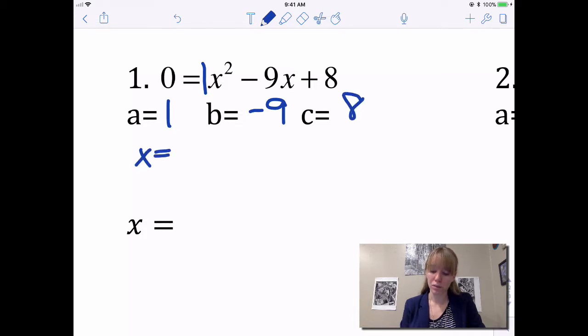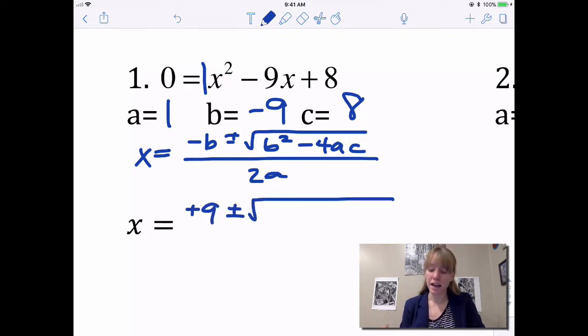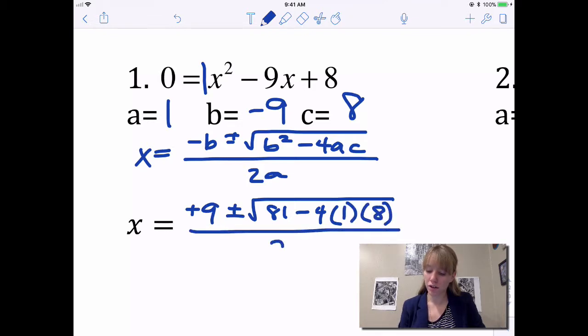So here's my quadratic formula, and I can just plug in a, b, and c. So I go the opposite of b, since b is negative 9, the opposite of b is positive 9, plus or minus the square root of b squared. Negative 9 squared is 81, minus 4 times a, which is 1, times c, which is 8, all over 2 times a, which is 1.